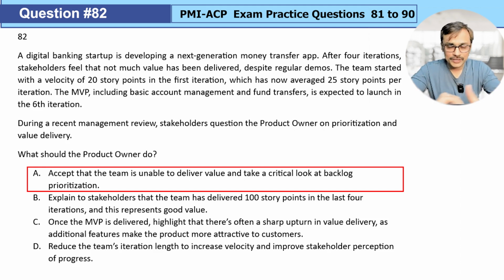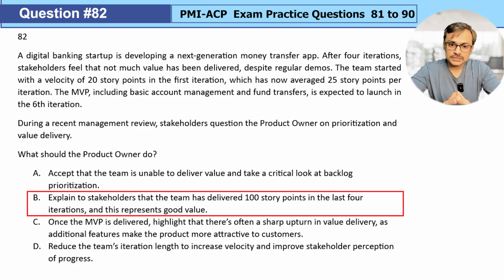Let's see, rather than going into acceptance mode, we should have some better answer. Option B, explain to stakeholder that the team has delivered 100 story points in the last 4 iterations. How do they come to know? Because 25 story points was the average, okay? And this represents good value.